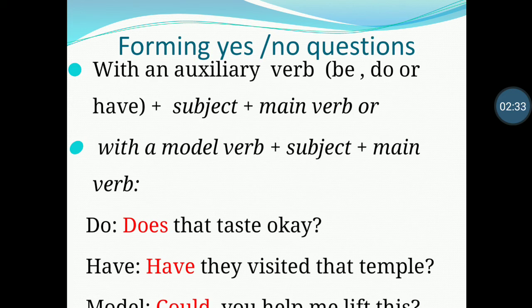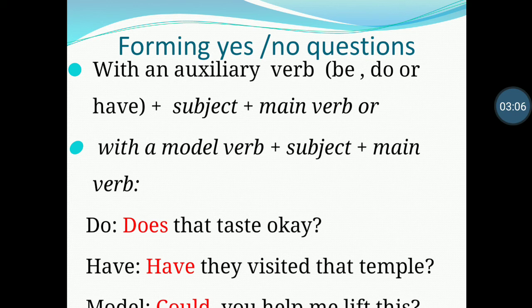While framing a yes or no question, we need some auxiliary verbs. We can use auxiliary verbs or modal verbs. This is the structure of a yes or no question. If we use auxiliary verbs, we can use the be form, the do form, or the have form of the verb: auxiliary verb plus subject plus main verb. If we use modal verbs: modal verb plus subject plus main verb. This is the structure of the yes or no question.